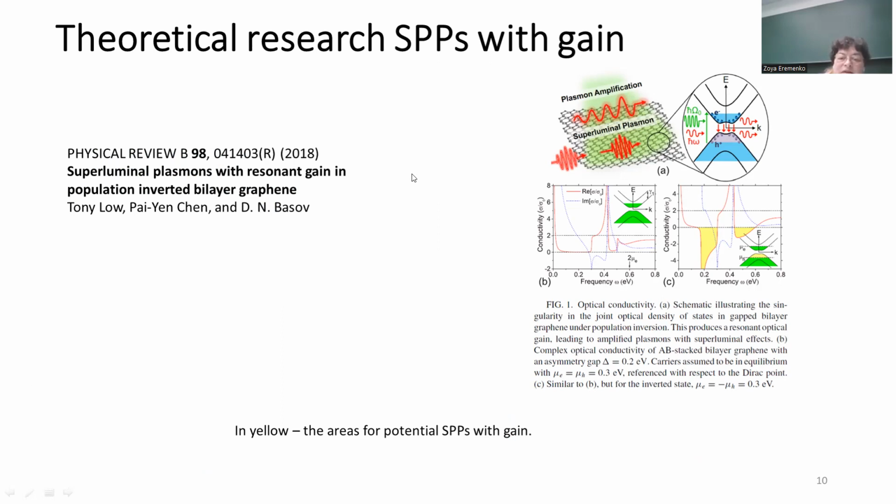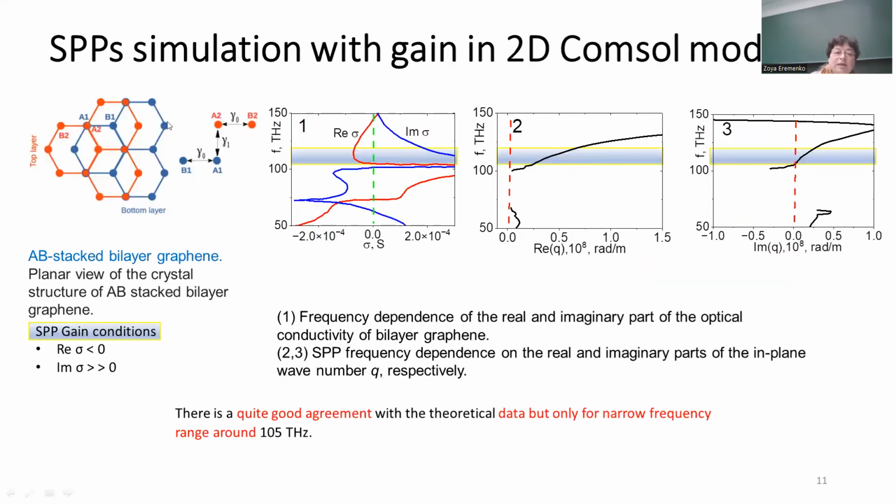And there is some theoretical research on gain in graphene. The authors in this paper take two-layer graphene and make theoretical research. In yellow are the areas for potential surface plasmon-polaritons with gain, in this picture. This bilayer graphene was taken as A-B stacked graphene.